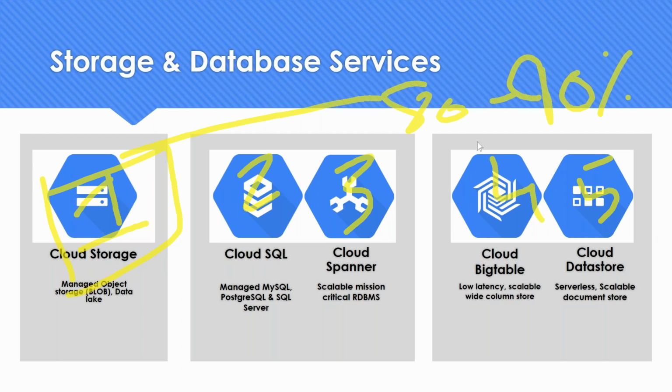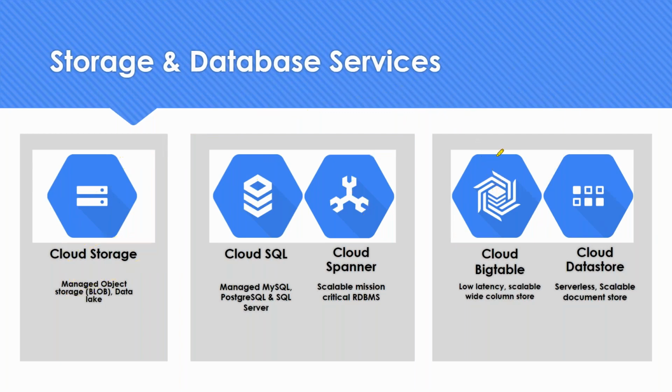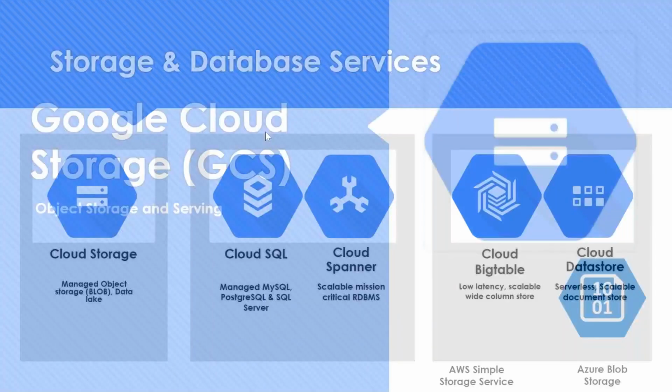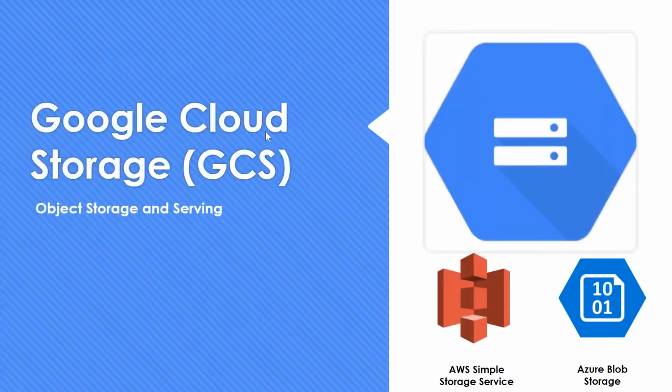All right. So let's jump into our first sub module, Cloud Storage, Google Cloud Storage. So GCS in short, object storage and serving. The equivalent of this in AWS is your S3 bucket, simple storage service. Not a good name to remember. Same is the case with Google Cloud, Cloud Storage.